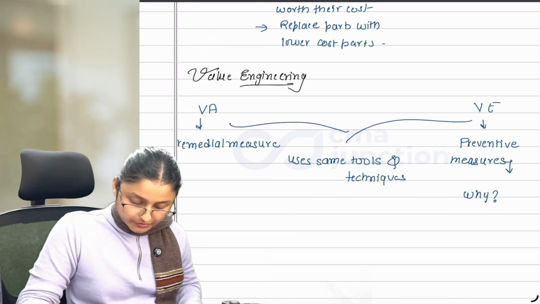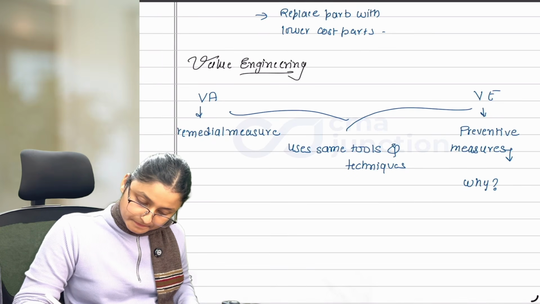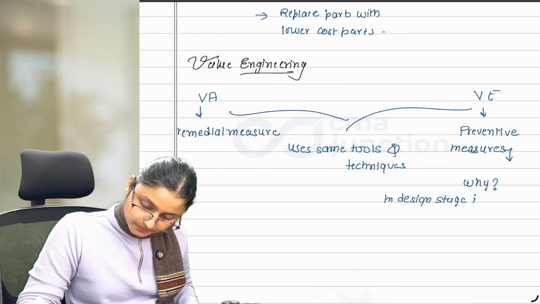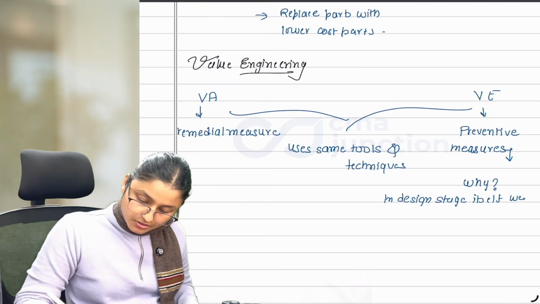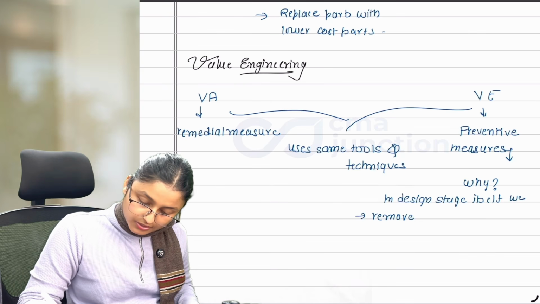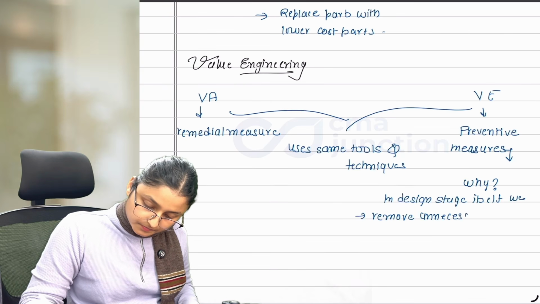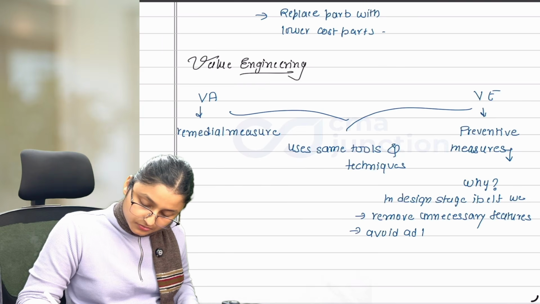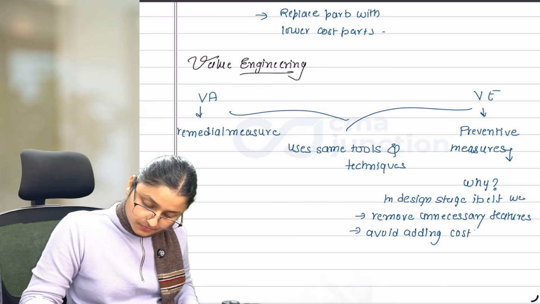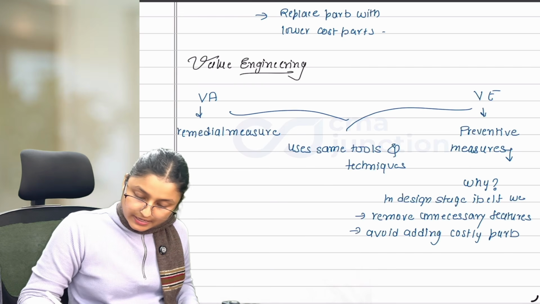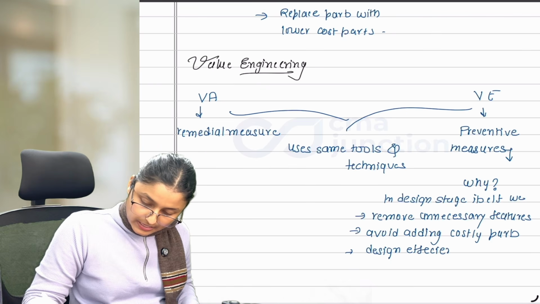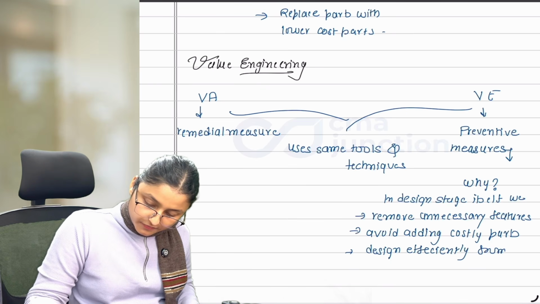Why do we call it a preventive measure? In the design stage itself, we remove unnecessary cost or unnecessary features, avoid adding costly parts, and design efficiently from the beginning. And that is why it is known as a preventive measure.